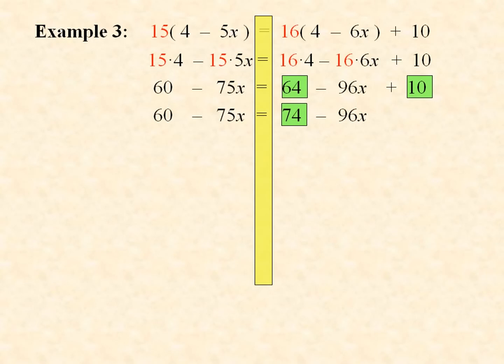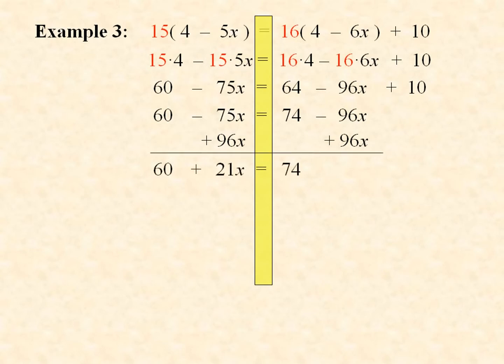Our third step is to eliminate x from one of the sides of the equation. Either eliminate the negative 75x or eliminate the negative 96x. Well, they're both negative. Let's eliminate the bigger negative, the negative 96x. We will add 96x to both sides. And that leaves us with 60 plus 21x equals 74.